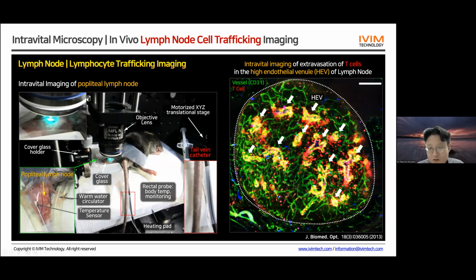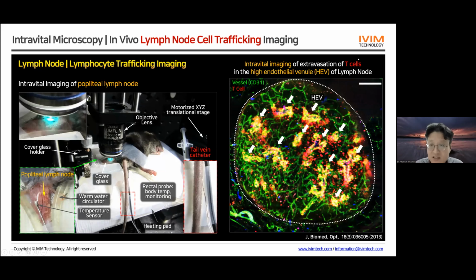This is one of the images we obtained at low magnification. In green color are vessels. We labeled the vascular endothelial cells by injecting anti-CD31 antibody that can systemically label all the endothelial cells in this mouse model. Then we injected red fluorescent T cells intravenously through the tail vein, and this image was obtained 1 hour after the T cell injection.